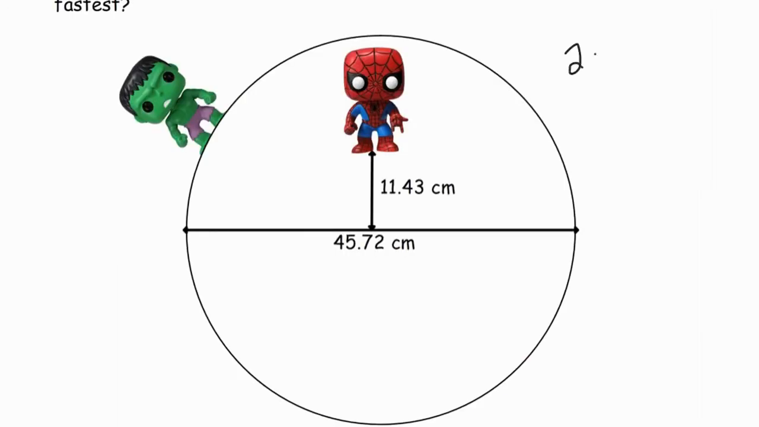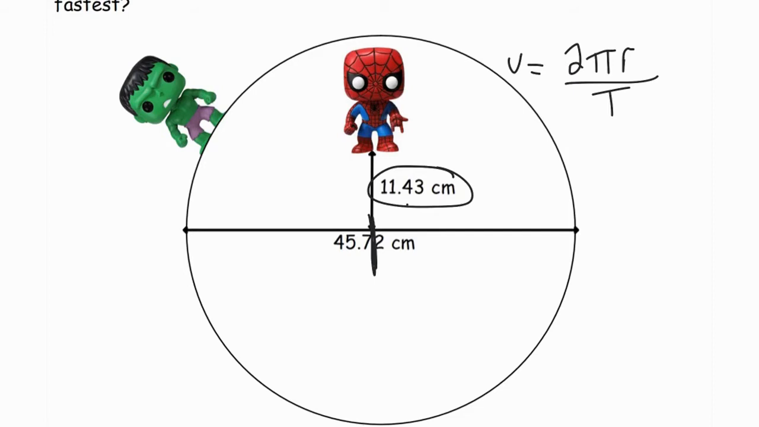Now if you think about v equals 2 pi r over t, here we have Spider-Man. Spider-Man is 11.43 centimeters from the center. The Hulk is half of 45.72. If we think about who's going to be moving the fastest, v is equal to 2 pi r over t.